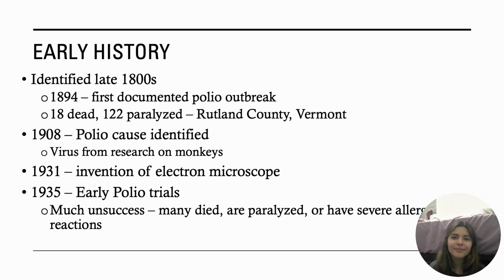So, for the early history of polio, it was first identified in the late 1800s. Specifically, 1894 was the first documented polio outbreak, and this left us with 18 dead and 122 paralyzed in Rutland County, Vermont. Then, a few years later in 1908, the cause of polio was identified, when researchers discovered it was a virus through research done on monkeys. Then, in 1931, the electron microscope was invented, and 4 years later, in 1935, there were early trials on polio vaccines. These were very much unsuccessful and left many dead, paralyzed, or with severe allergic reactions.